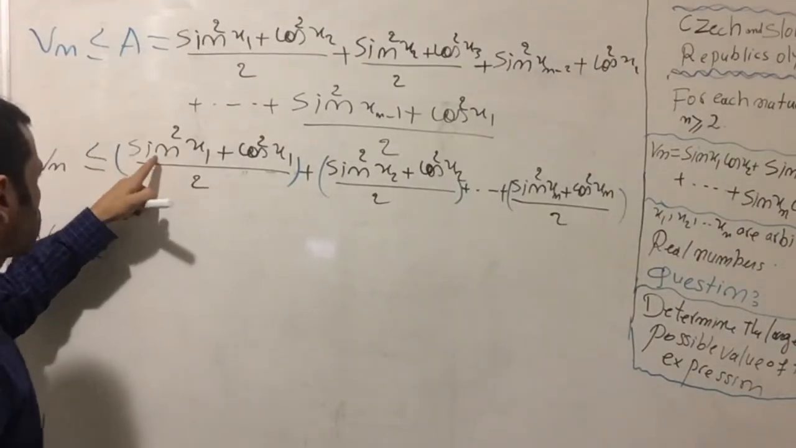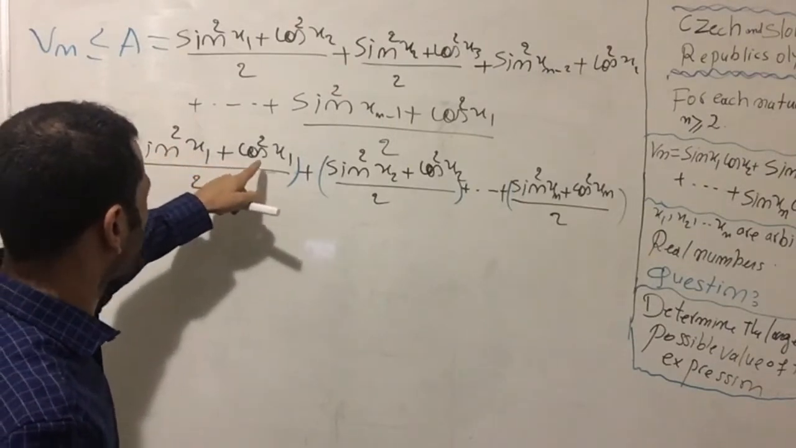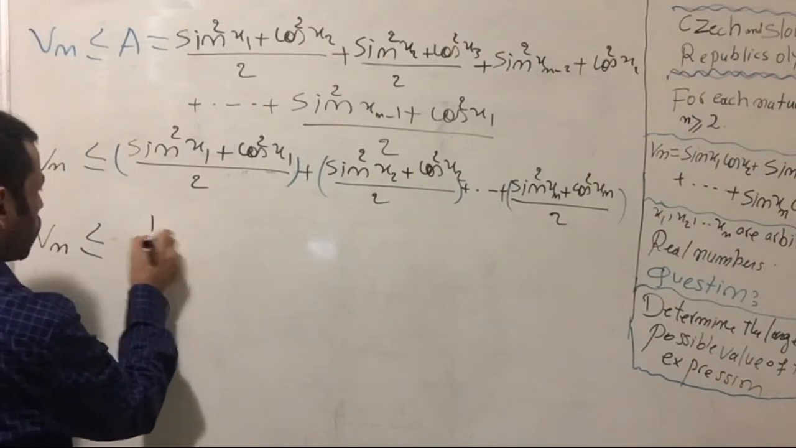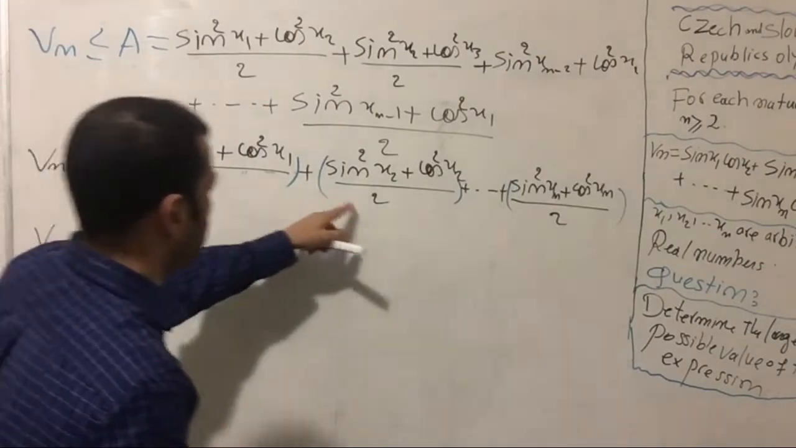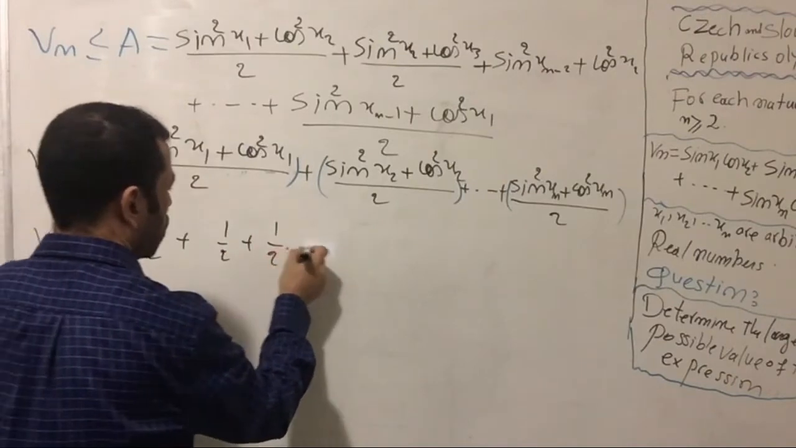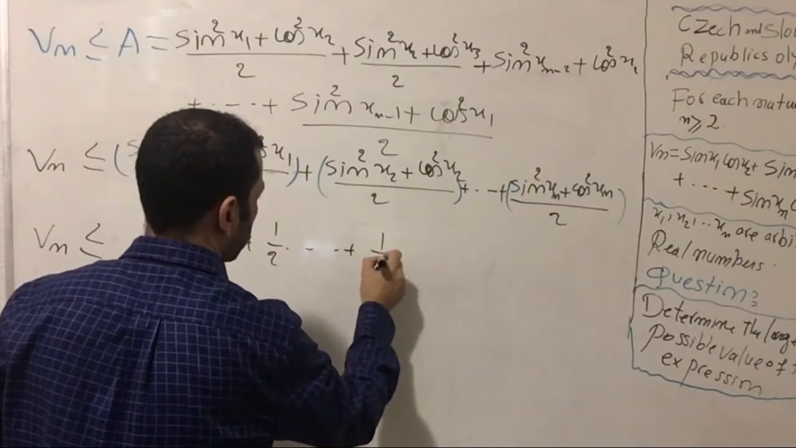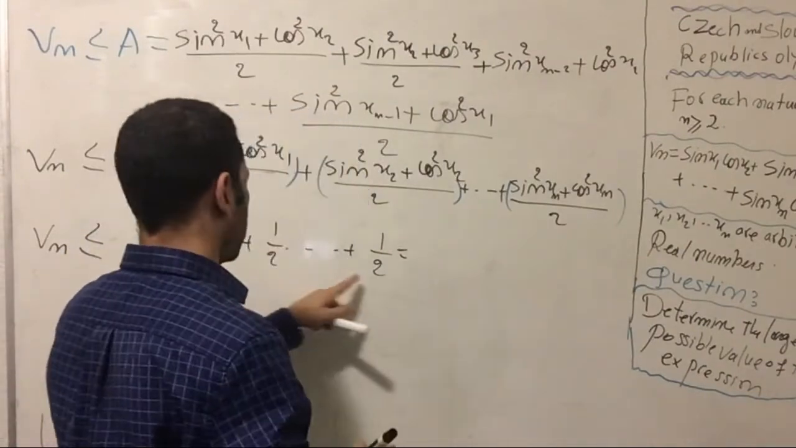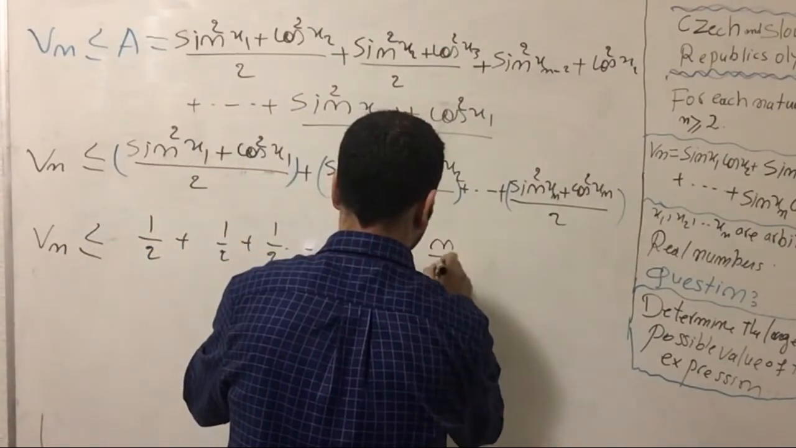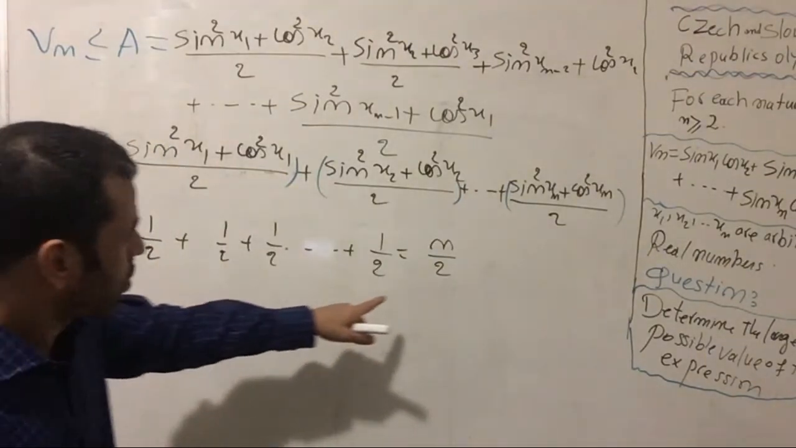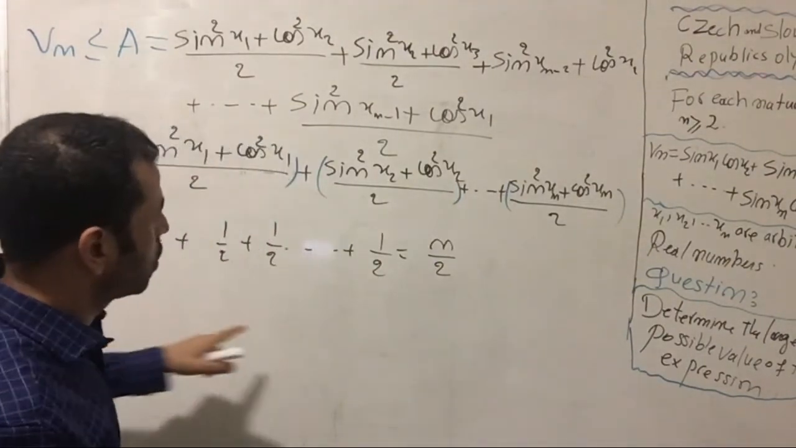So as you know, sine square x sub 1 plus cosine square x sub 1 is equal to 1. Okay, so 1 over 2. Same thing with the last term, 1 over 2 plus 1 over 2. Okay, and all the way down until you get the last term, 1 over 2. So 1 over 2 plus 1 over 2 plus 1 over 2 all the way down is n over 2. Okay, so this is the maximum number of Vn.